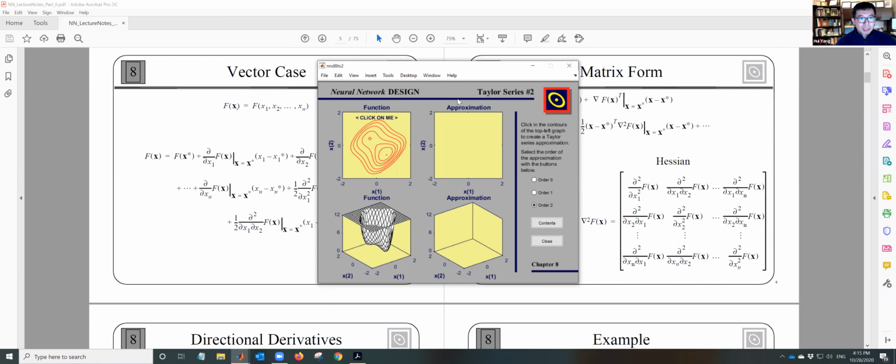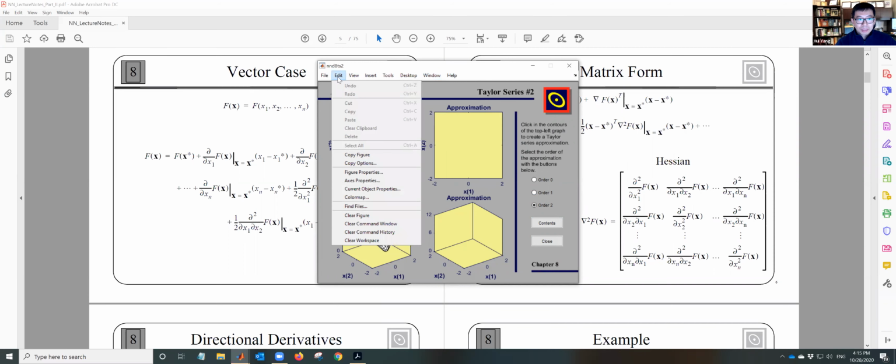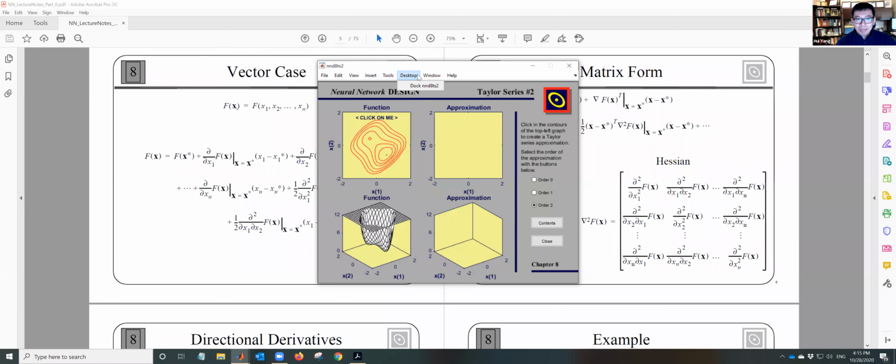Oh, I cannot maximize. Using MATLAB, if you code the graphical user interface, you can disable people from maximizing the window. This one is disabled. And also you can add things to this menu. You can create a menu for yourself.